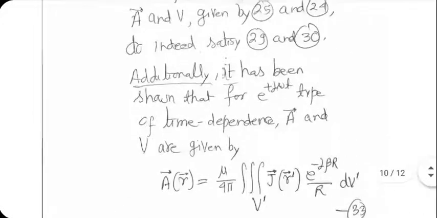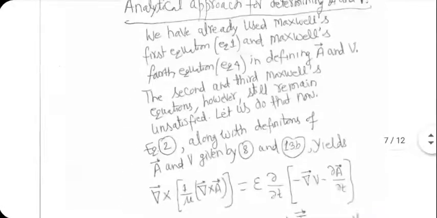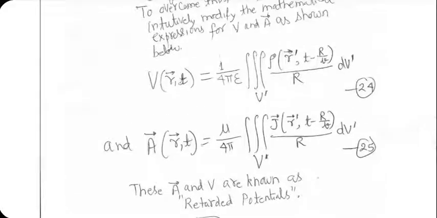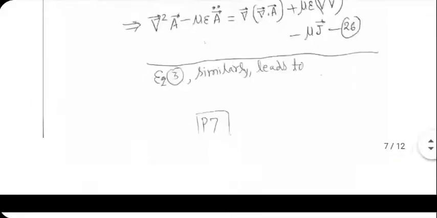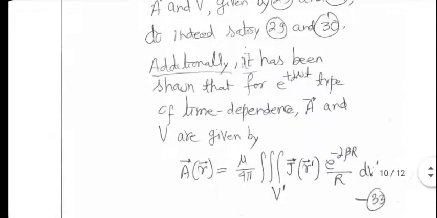And in some cases, maybe 24 and 25. If e to the power j omega t type of time dependence is not given, then you go for 24 and 25. If e to the power j omega t type of time dependence is given, then you go for 33 and 34. This judgment call has to be yours.